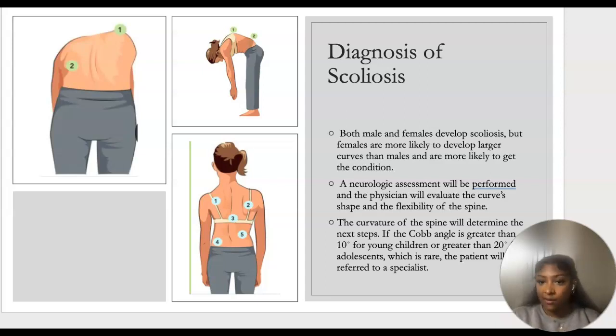So again, bringing in the Cobb angle, if it is greater than 10 degrees for younger children or greater than 20 degrees for adolescents, which is very rare, the patient will be referred to a specialist. This can lead to a multitude of routes, which we will get into for how you deal with this.